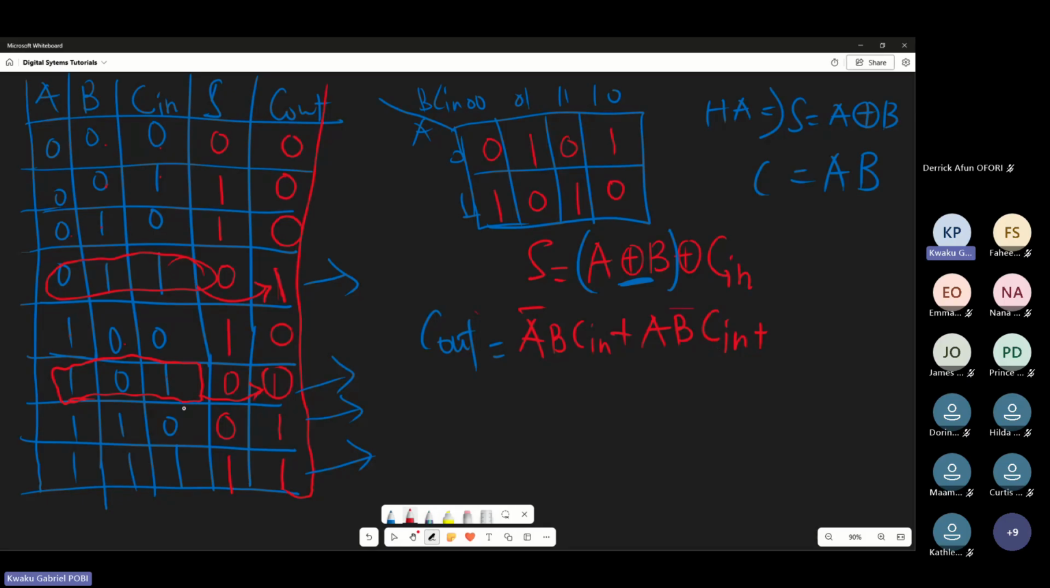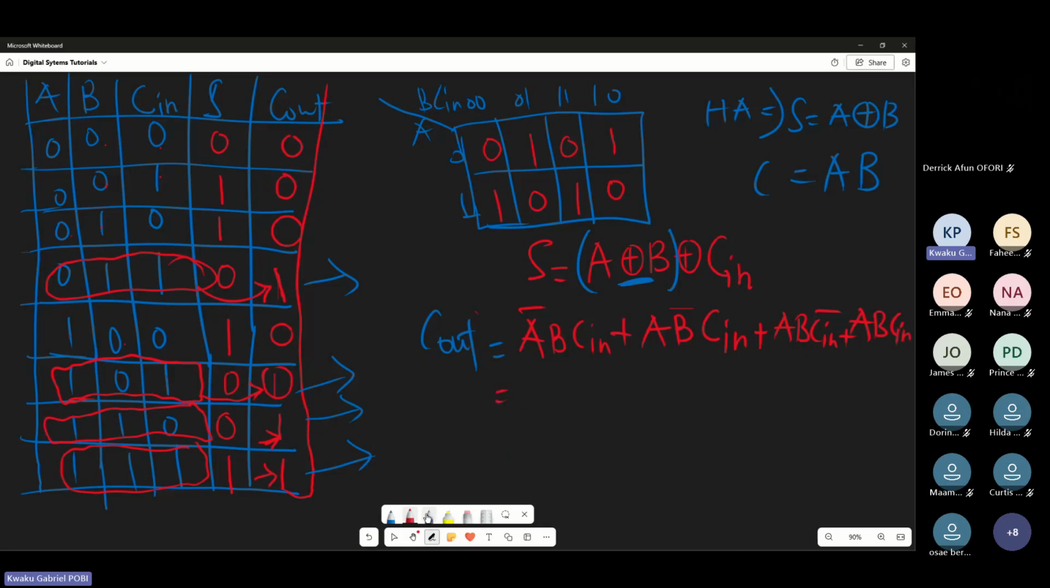So here too we have 101. 101 means A is high, B is 0, so it should be B bar, and then C in should be high. So we have these first two. Then the next two also give us 1, which is here. So that one we have A, B, and then C in bar, because C in is 0. So A, B, C in bar. And then the last one giving us 1 here is 1, 1, 1, which is A, B, C in. So we have A, B, and then C in here, right?